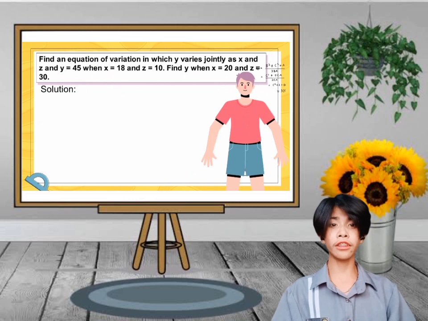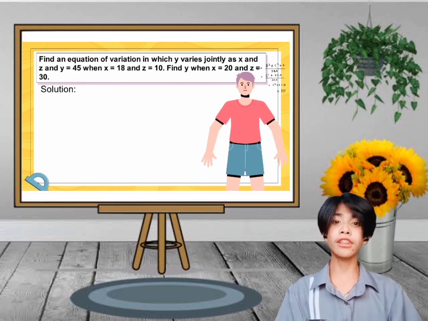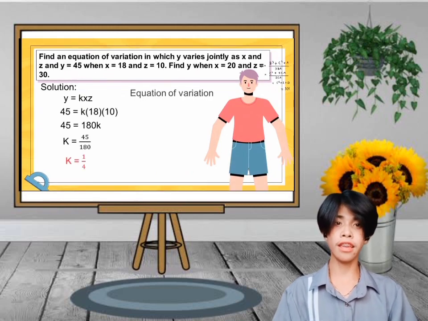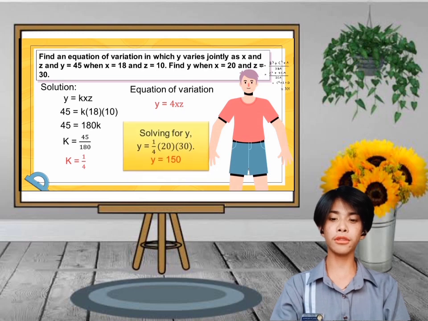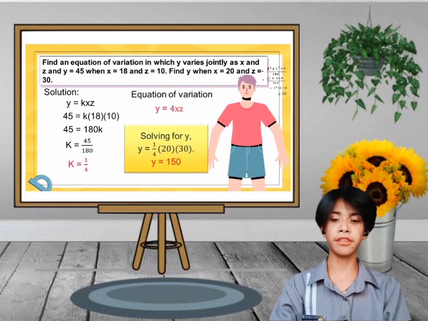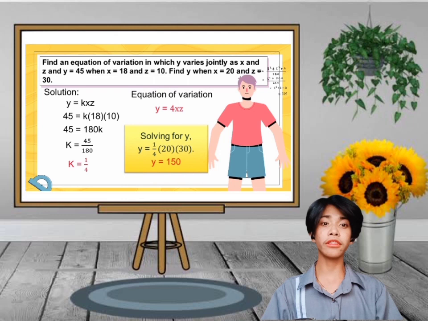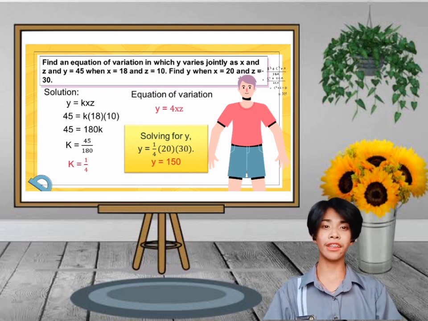So, ganun ulit. Yung variables natin, i-translate natin into mathematical statement, which is Y equal KXZ. And then, substitute natin yung Y, X, and Z. Y is equal to 45, X is equal to 18, and Z is equal to 10. So, simplify it. 45 equal K times 18 times 10 is equal to 45 equal 180K.